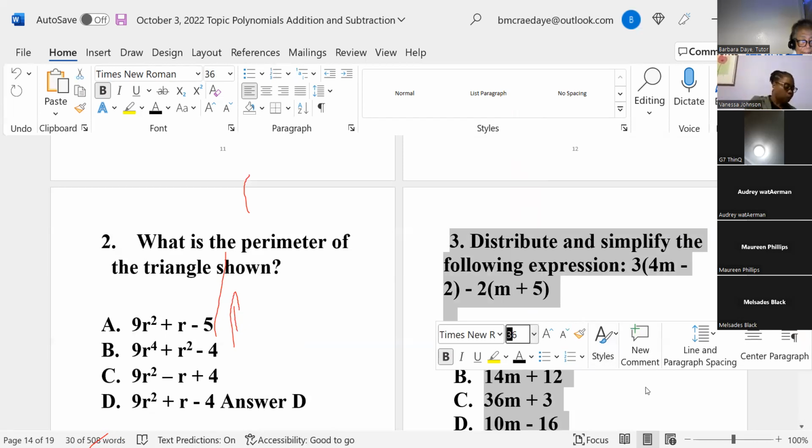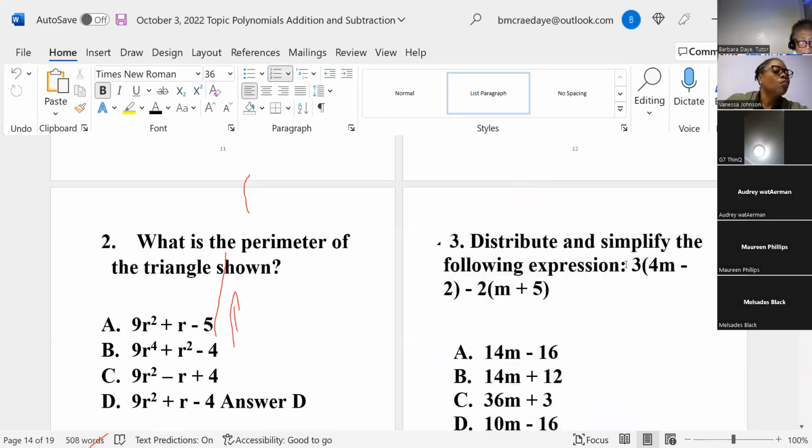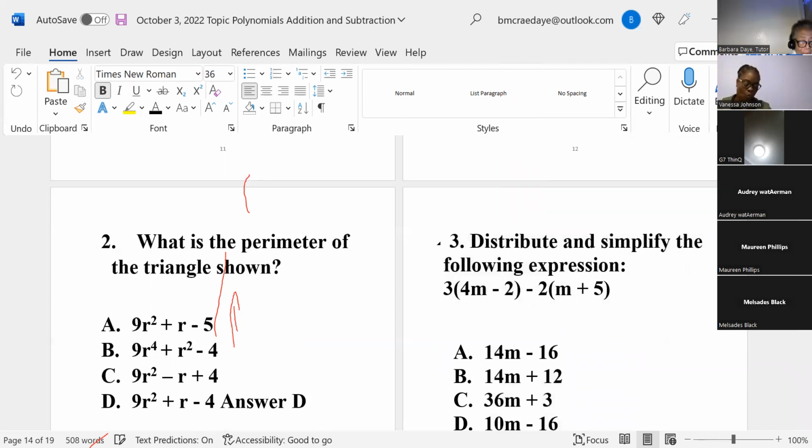Okay, distribute and simplify. All that means is you multiply the number outside the parentheses by everything in the parentheses, then combine the terms. So multiply 3 times 4m minus 2, multiply 2 times m plus 5, and then combine the like terms. And tell me what you get.